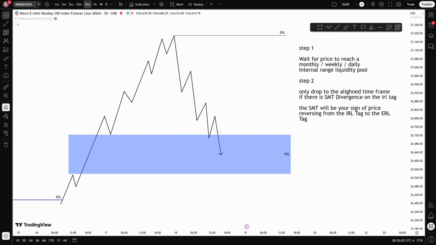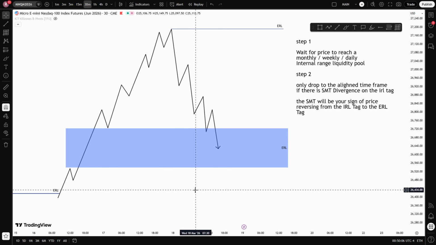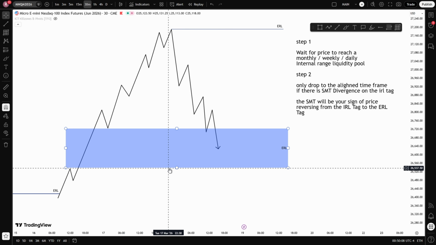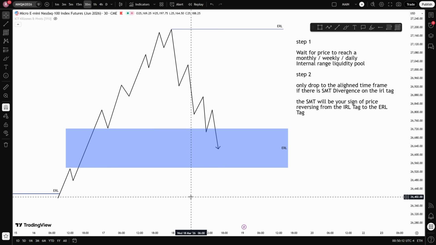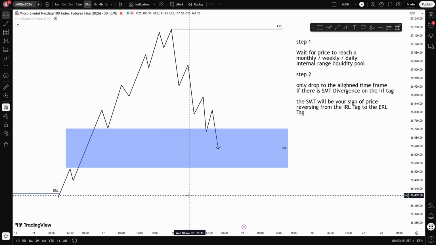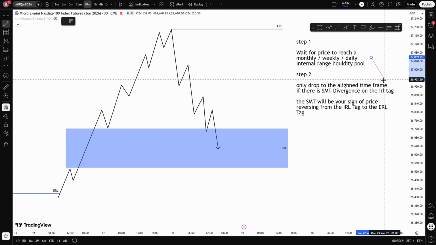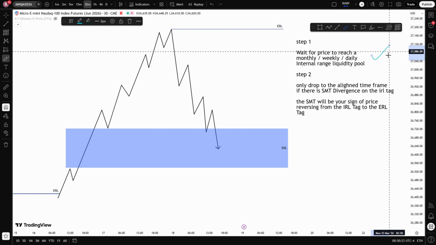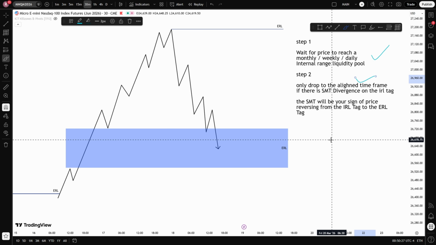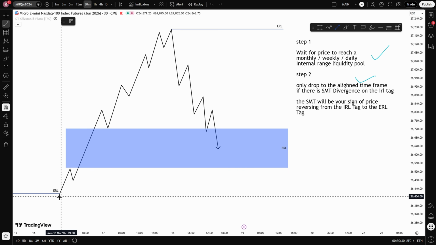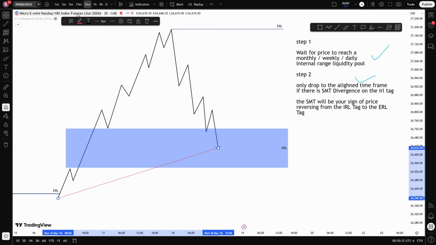Now, when it comes to actually trading this, the first thing I do is wait for price to reach a higher time frame internal range liquidity area, whether that's on the monthly, weekly, or daily. I'm not interested in anything before that point because that's where the real setups begin to form. Once price taps into that zone, the next step is to drop down to the corresponding lower time frame that aligns with it, because that's where I'll be looking for execution. At that point, I'm specifically watching for SMT divergence. This is a key confirmation for me.